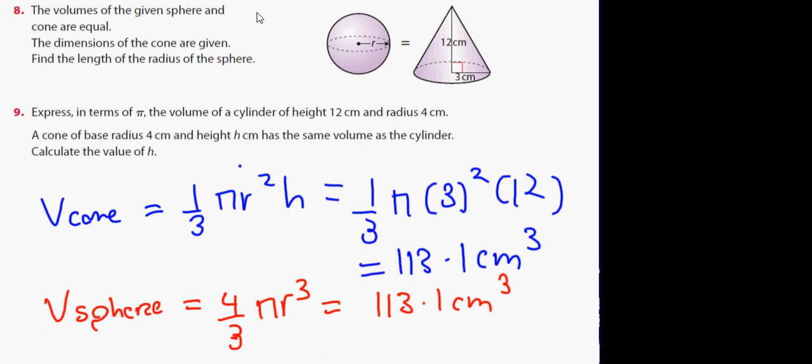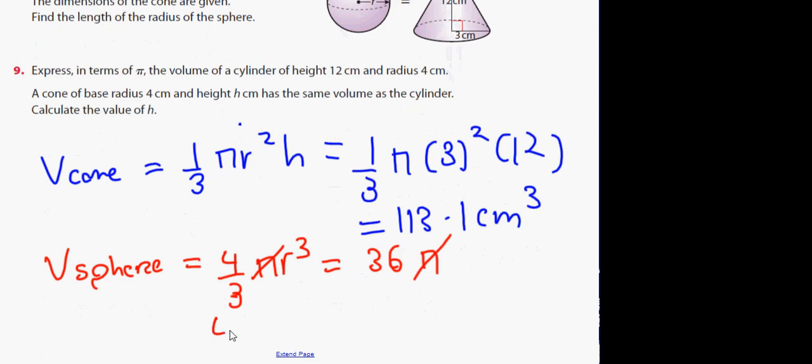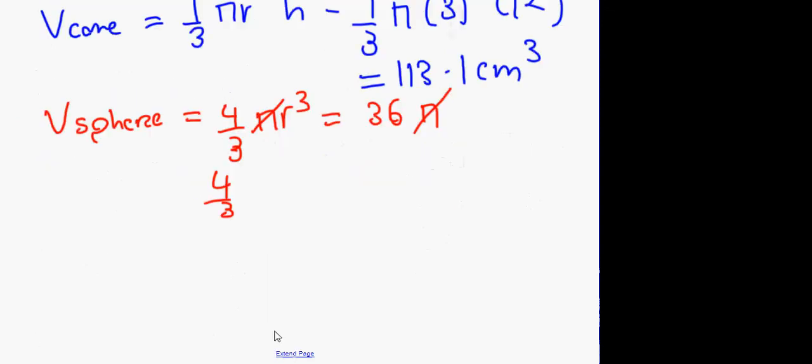Now, that 113 centimeters cubed is actually 36 pi, wasn't it? So we'll change it back to 36 pi. Why would I change it back to 36 pi? So I can work out the radius, but more importantly, I can just cross off the pi's, can't I? So 113.1 is 36 pi. So cross them out. Now we're going to be left with 4/3 r cubed equals 36.